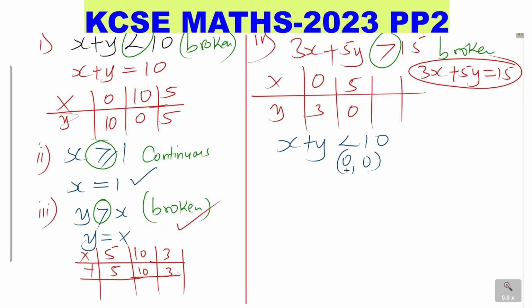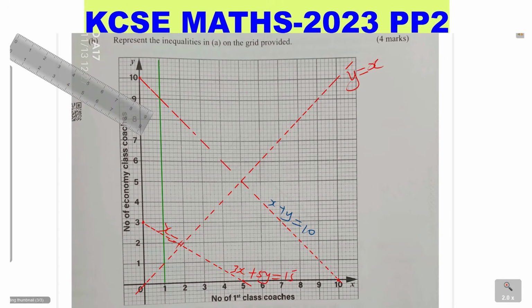Then substitute the values: x is 0, y is 0. Substitute that in the inequality and see whether it satisfies. So when you substitute, you get 0 is less than 10, and this is true. So that side where we've picked that point satisfies the inequality. Automatically, the other side is not going to satisfy that inequality. You can't have two sides satisfying the inequality.